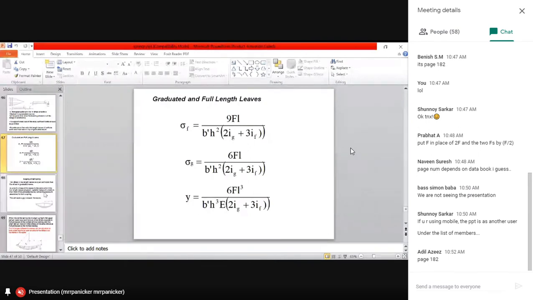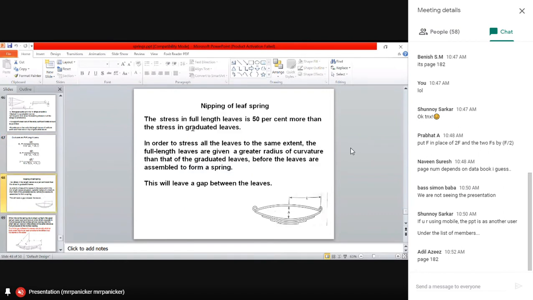That we'll consider later. So from these two equations, what you are observing is that one is 9 FL and the other is 6 FL. The meaning is that the stress in the full length leaf is 1.5 times more than the graduated leaves. The more stress is there in the full length leaves. So this is the theory: the stress in the full length leaves is 50% more than in the graduated leaves.